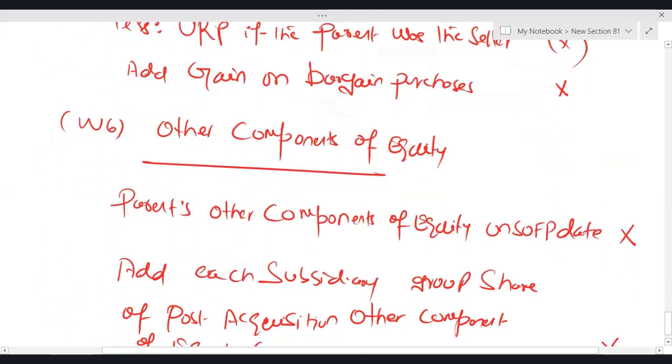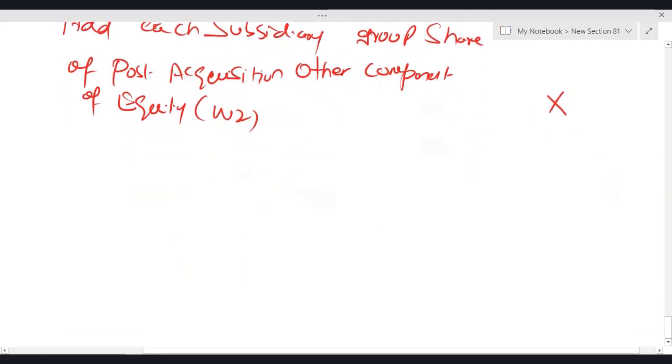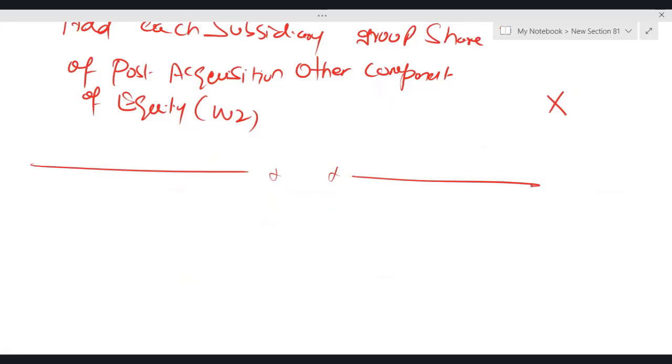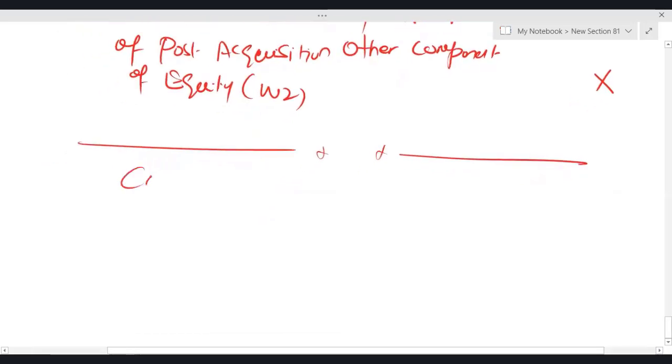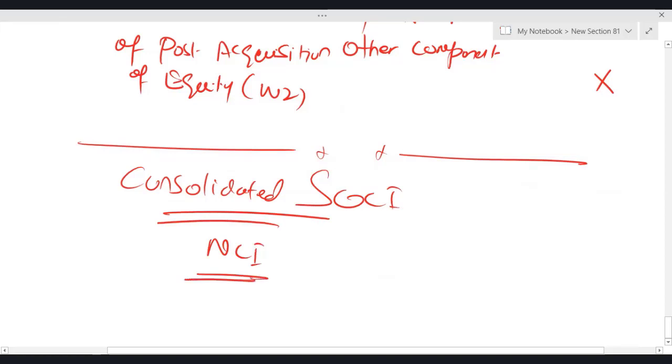Now one more working. Let's say we are preparing a consolidated associate. So how do we calculate the value of NCI? Basically, you have to give a share to NCI in the subsidiary's profit, and you have to give a share to NCI in the subsidiary's total comprehensive income as well. How will you calculate that? Now I'm talking about consolidated associate. And how do we deal with NCI?